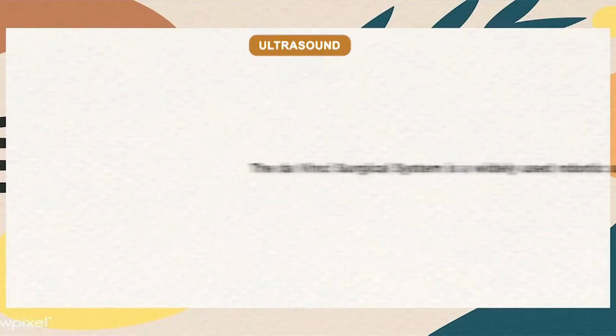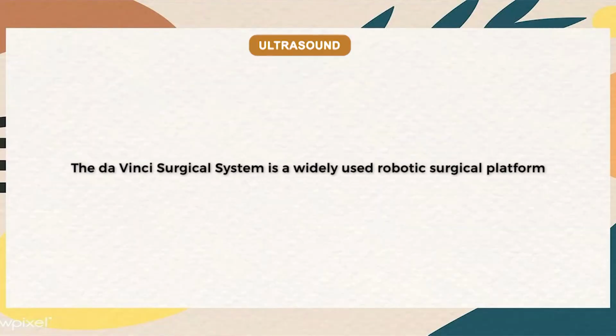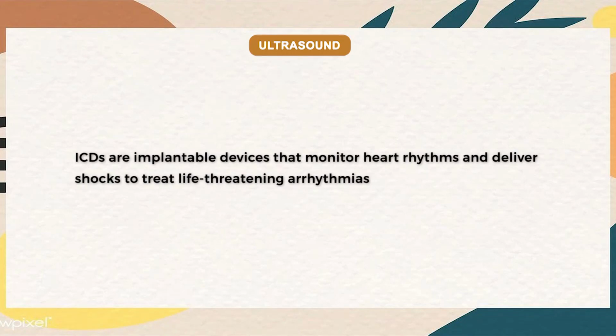Now we are going to robotic surgery with surgical robots. The Da Vinci surgical system is a widely used robotic surgical platform. Second is implantable cardiovascular defibrillators. ICDs are implantable devices that monitor heart rhythms and deliver shocks to treat life-threatening arrhythmias.